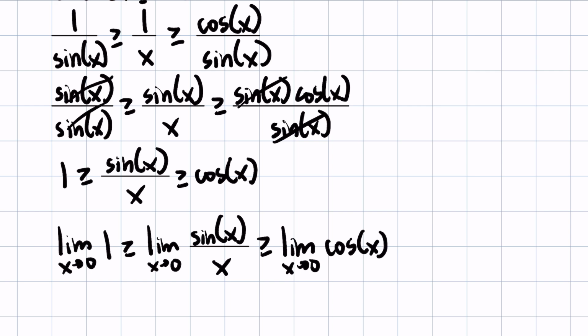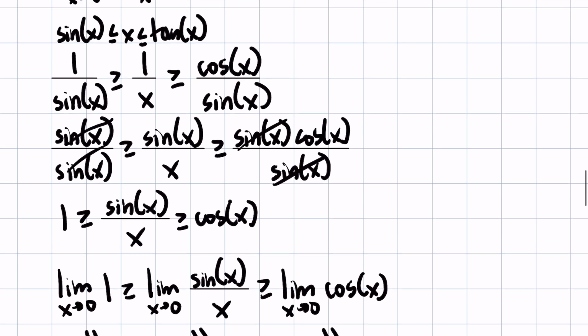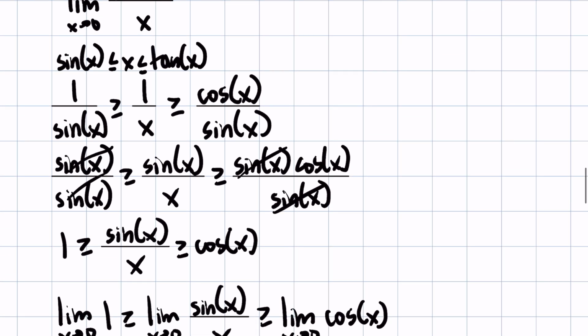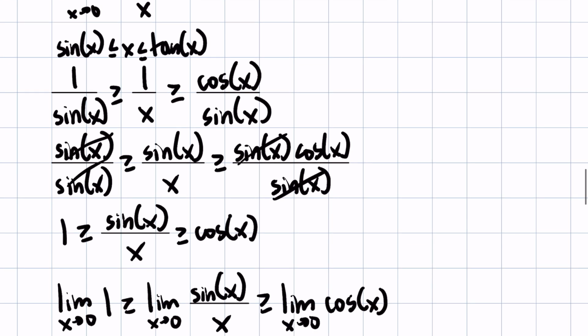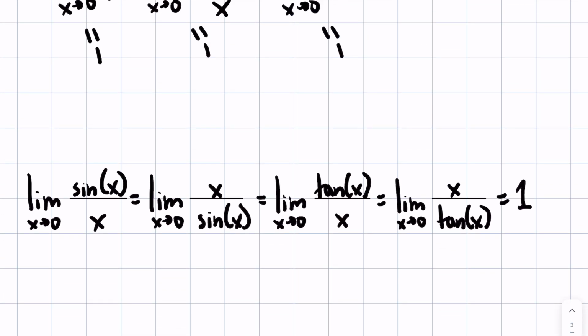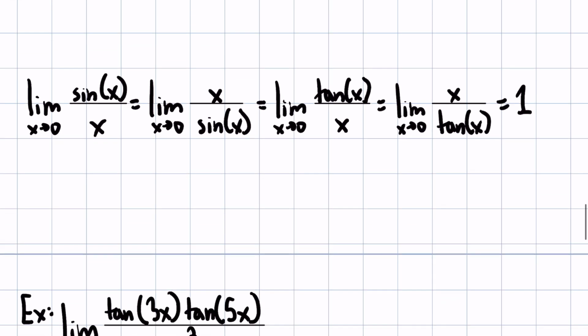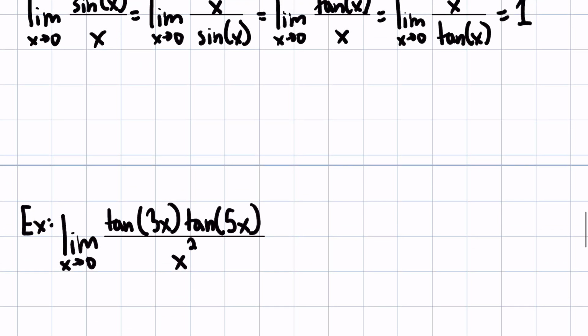Okay, so limit as x approaches 0 of 1 is just going to be 1 because it's a constant. Limit as x approaches 0 of cosine, well, we just plug 0 into cosine. Cosine of 0 is 1. So the limit in the middle is sandwiched between 1 and 1, so that limit must be equal to 1. So normally when you have problems involving this, you can just use this fact as an identity. In fact, it's true for sine of x over x, tangent x over x, and x over tangent of x. The limit as x approaches 0 of each of those is going to be equal to 1 every time. So that allows us to do problems like this example.